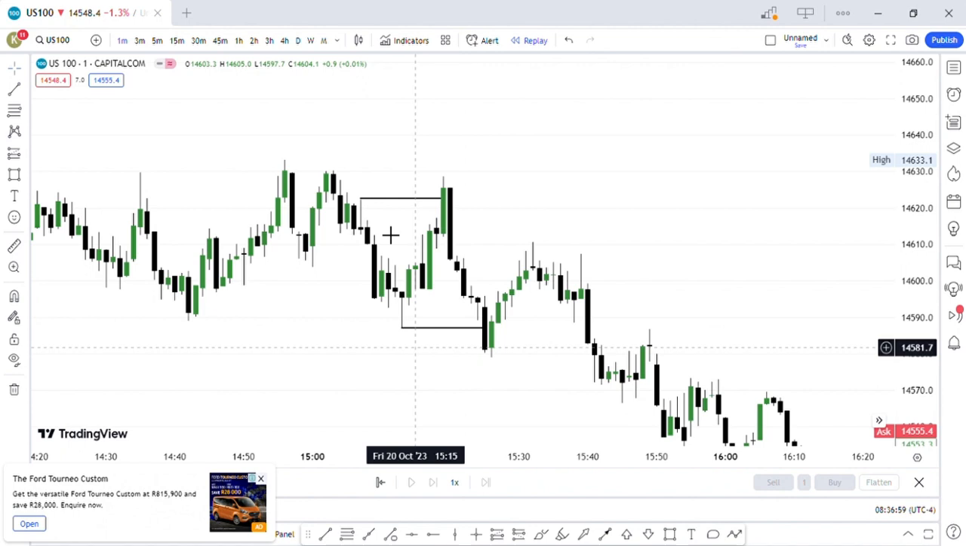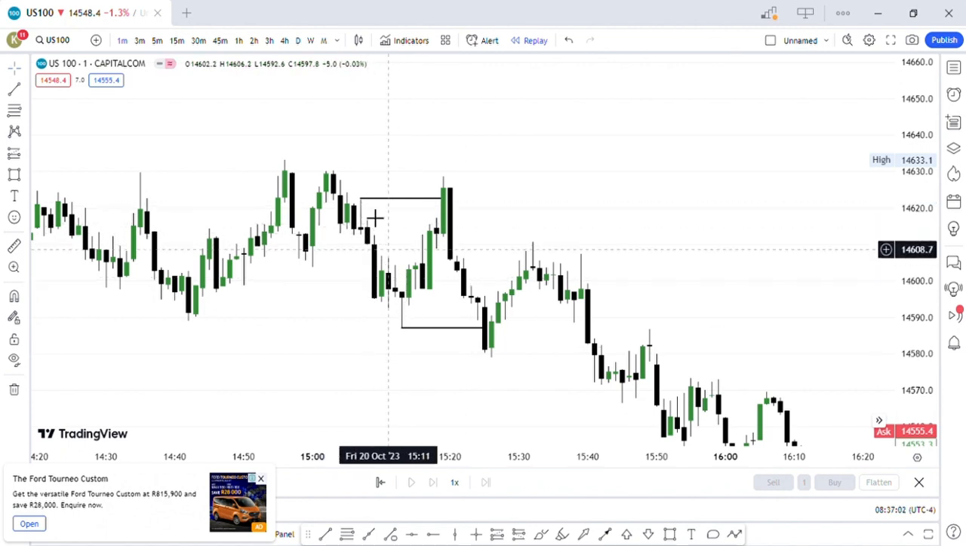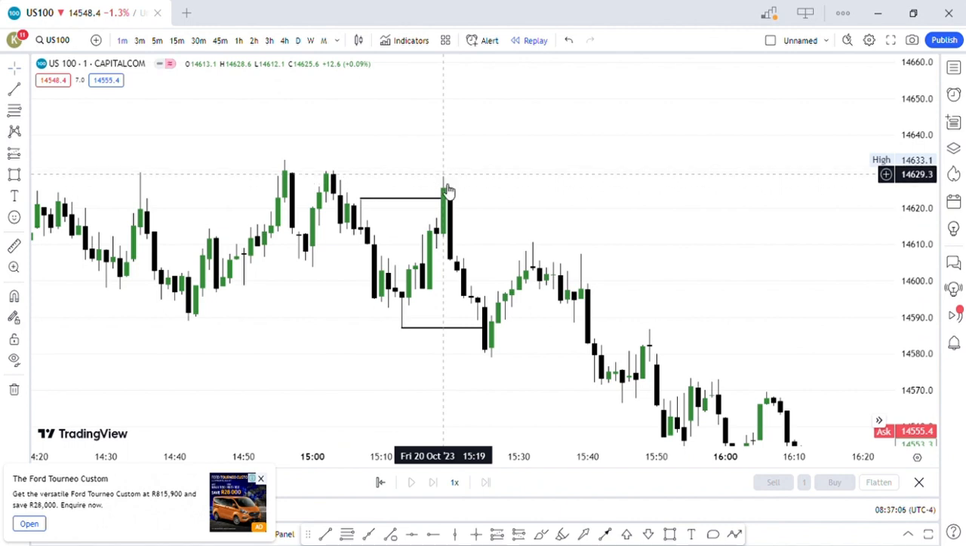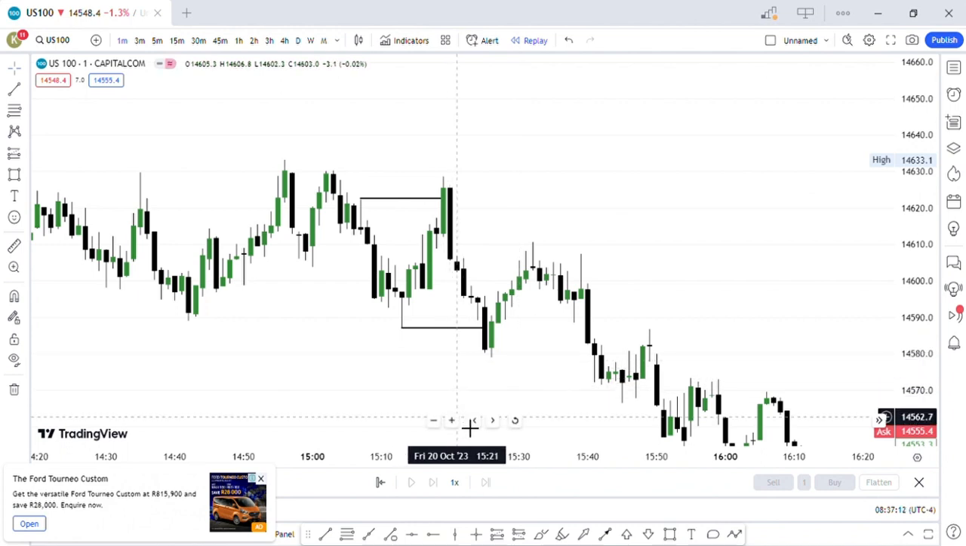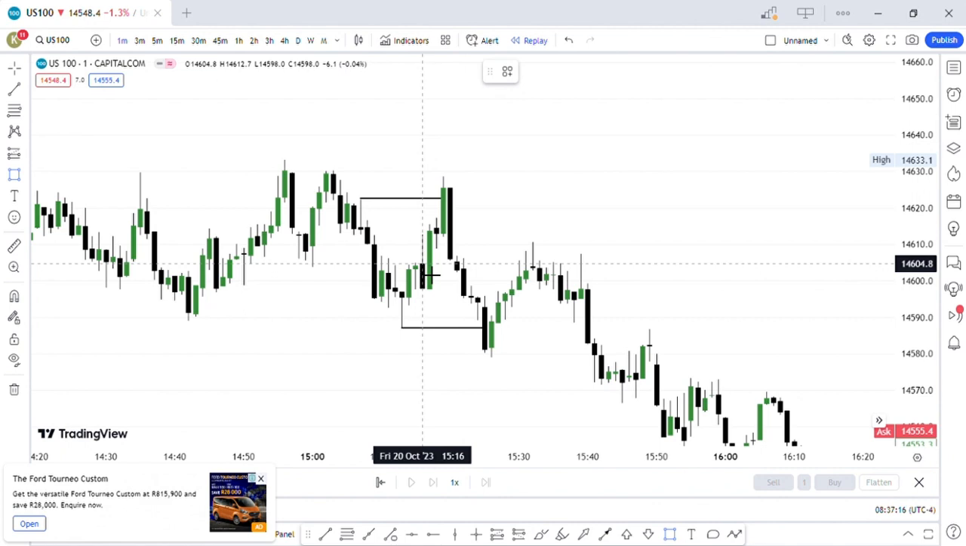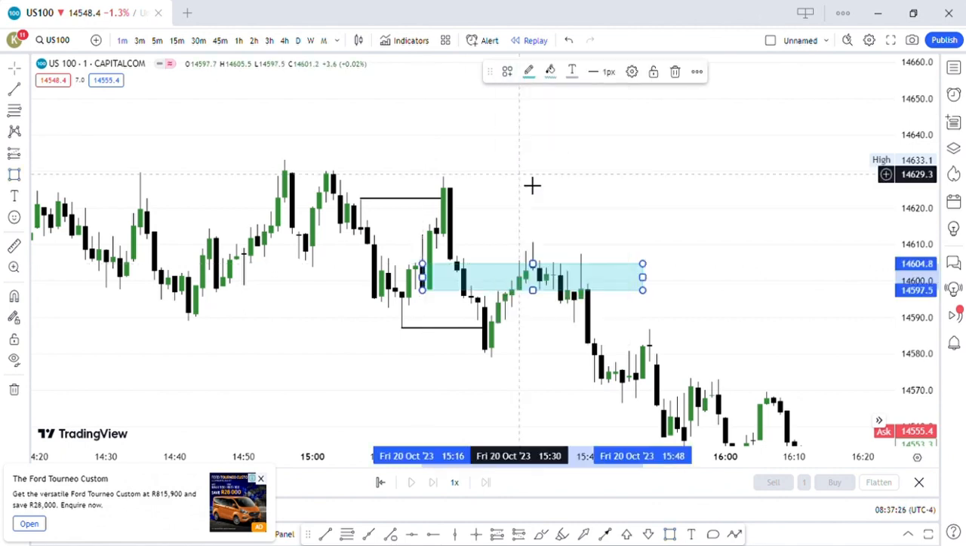So what happens? We expect the market to create a high, the market to create a low, the market to create a higher high. Then we expect a displacement. Here is a displacement taking out this low, making a lower low. Then where is our breaker block? Our breaker block is here. This is our breaker block.